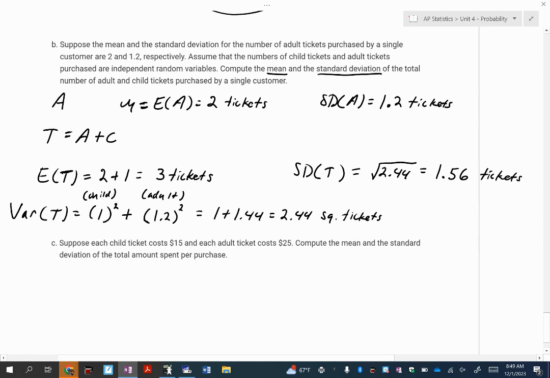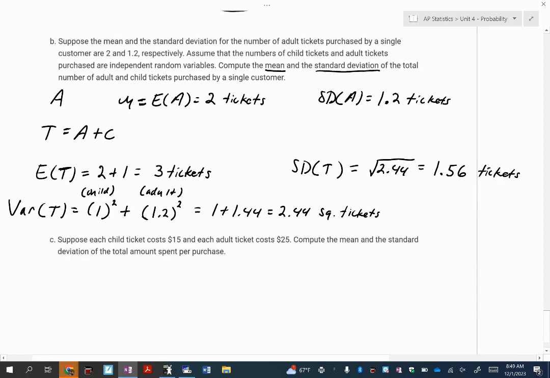Okay, any questions on B? I'll be honest with you, most likely a question like this is going to be on the multiple choice. This is obviously a real free response question. I would love to get this one. I think you guys can all do this, but most likely they do this on the multiple choice. All right, you guys ready for C?